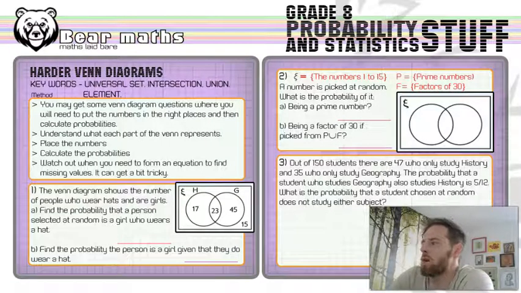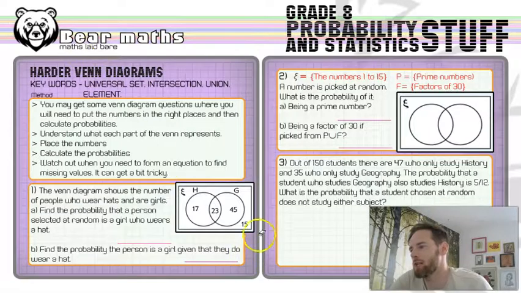Now, question number 1. The Venn diagram shows the number of people who wear hats and are girls. The number on the outside there, 15, represents the number of people that are neither girls nor wear hats. H stands for hats, G stands for girls. The 23 means that there are 23 girls that wear hats, because the 23 people are in the intersection bit, the crossover bit.